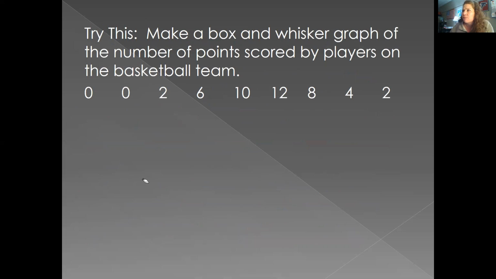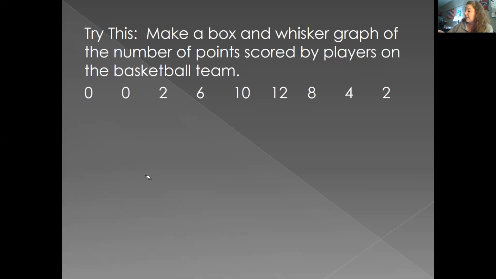Try this. Make a box and whisker graph of the number of points scored by players on the basketball team. So try that both ways. Go ahead and do this by hand by following the directions. And also I want you to use your calculator, do the same directions we just went over, and write down the numbers when you get them, and come back to the video and see how you did.